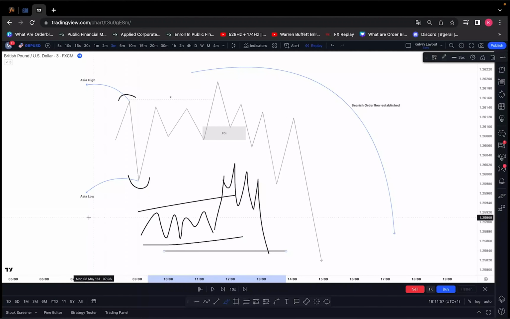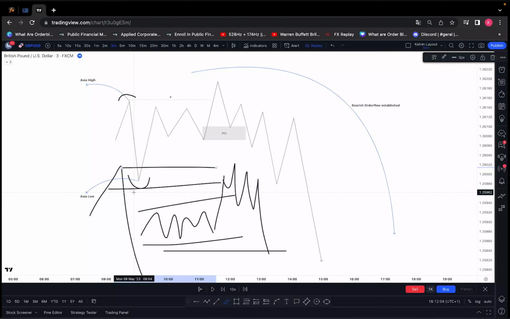Sometimes we may have a point of interest right here on M15, for example, that was printed during New York session. Then we have the Asia session. The next day, we may have London session or Frankfurt coming into this M15 POI, and then London session will provide us the confirmation. It can be a change of character, or the second or third break of structure, and then we aim for the Asia low. So it's a very powerful strategy.